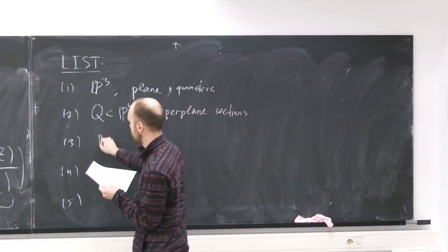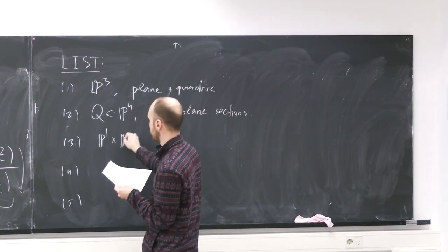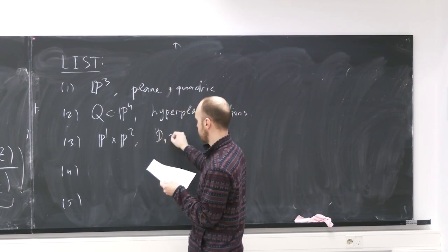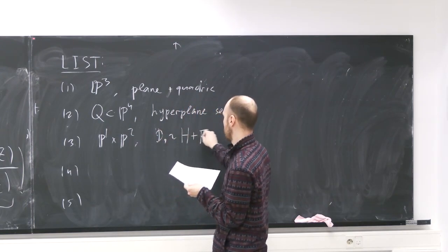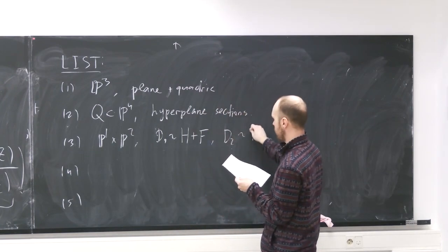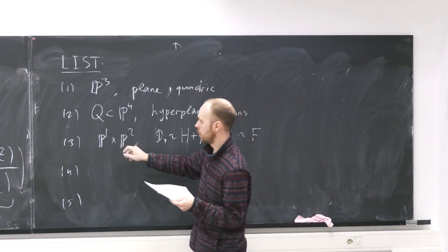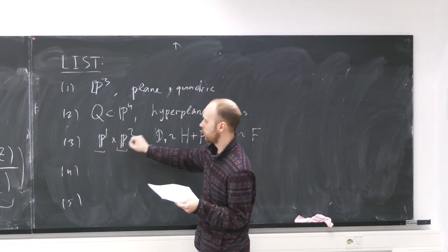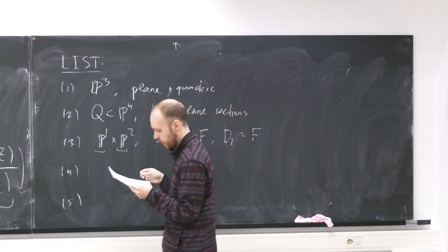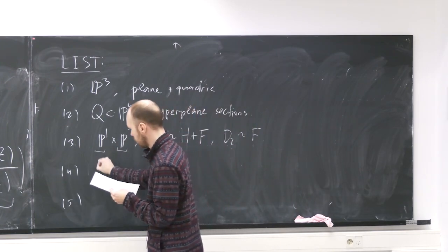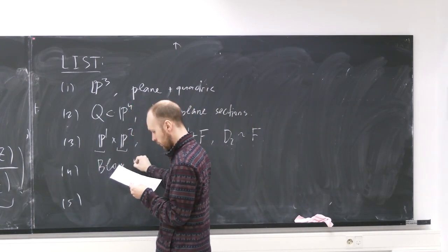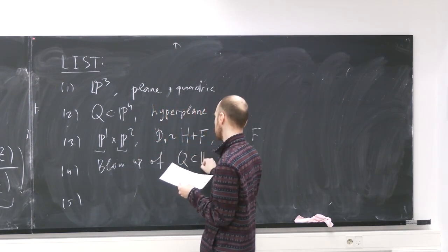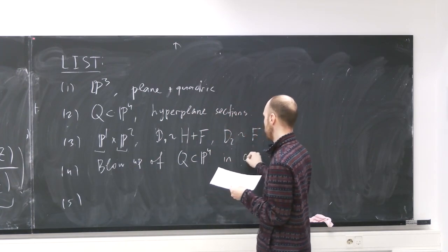Then we have P1 times P2, where D1 is equivalent to H plus F, and D2 is equivalent to F, where F is a fiber of the contraction to P1, and H is a preimage of a line on P2. Then we have the blow up of a quadric in a plane conic.